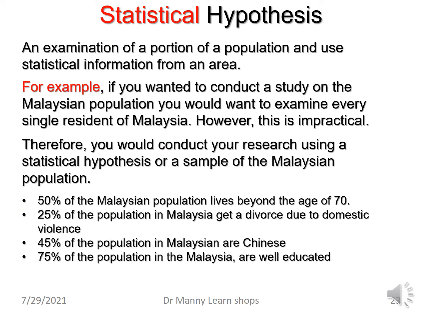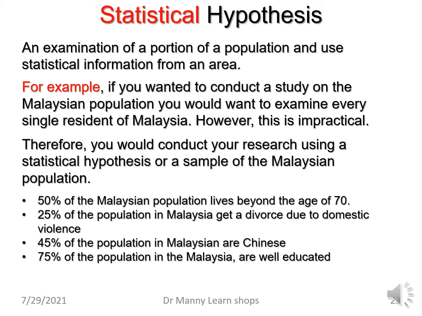Let's look at statistical hypothesis. This is an examination of a portion of a population and uses statistical information from an area. For example, if you wanted to conduct a study on the Malaysian population, you would want to examine every single resident of Malaysia, a census. However, this is impractical. Therefore, you would conduct your research using a statistical hypothesis or a sample of the Malaysian population. For example, 50% of the Malaysian population lives beyond the age of 70.